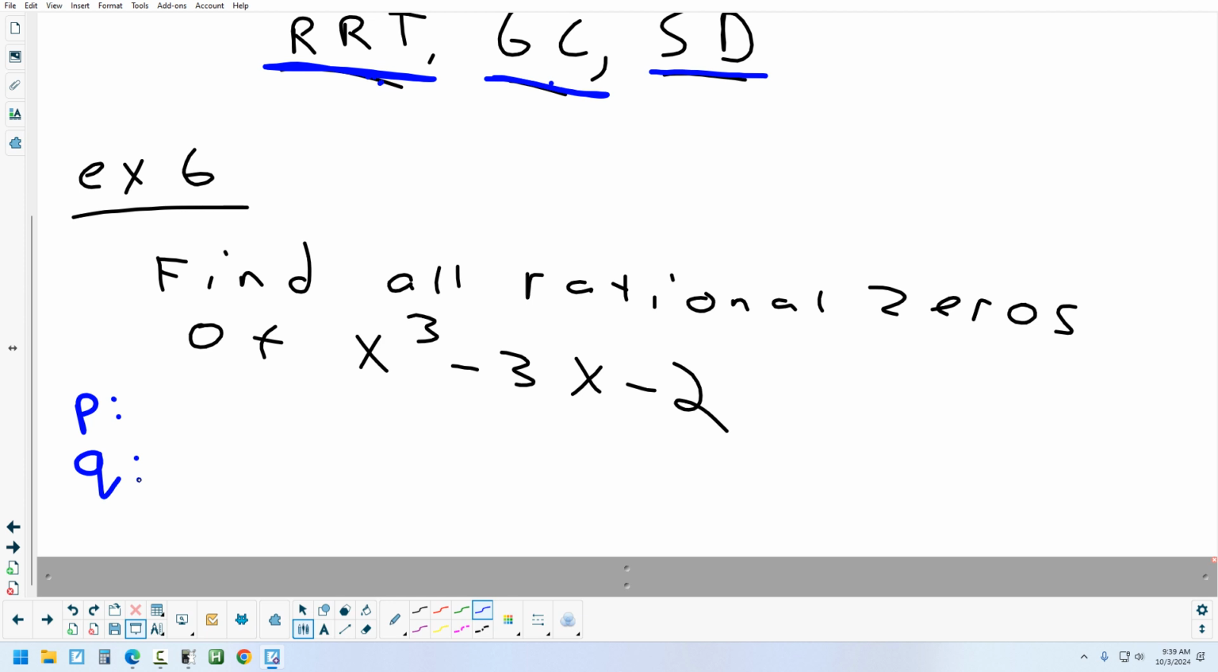Okay, p are all the factors of the constant. What are all my factors of the constant in this one? 1. 2. Plus or minus. So the factors of the constant are plus or minus 1 and 2. What are the factors of the leading coefficient? Just one.